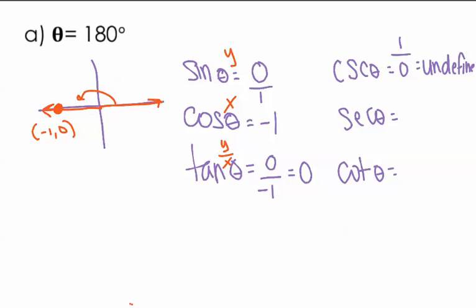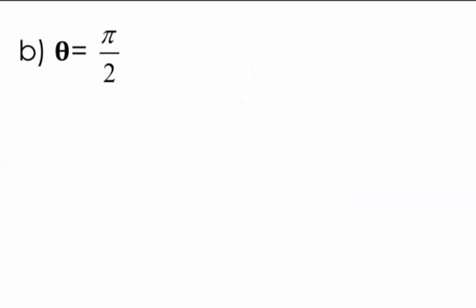My secant, you can also think of negative 1 over 1, and you're going to end up with negative 1. It's just the reciprocal. And then the reciprocal of 0, if you put that over 1 again, you're going to get undefined. So what you can really take from this is 0 and undefined are reciprocals of each other, and negative 1 is its own reciprocal, just like positive 1 would also be its own reciprocal.